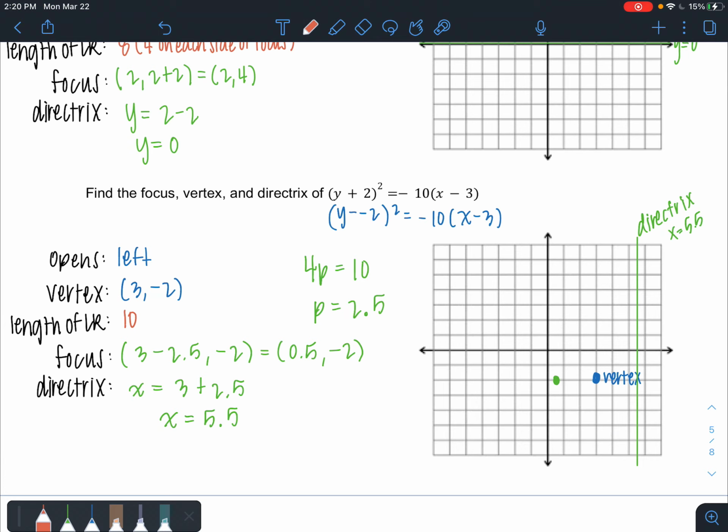And then my latus rectum is 10, so 5 above, 1, 2, 3, 4, 5, and 5 below, 1, 2, 3, 4, 5. We can draw that parabola going through those points, like so.